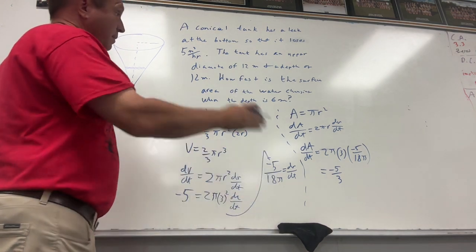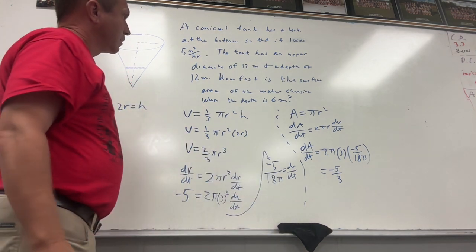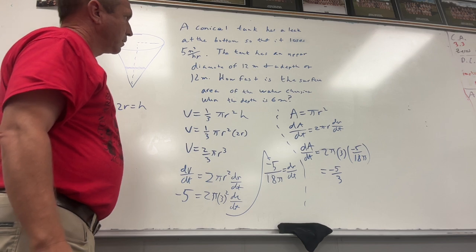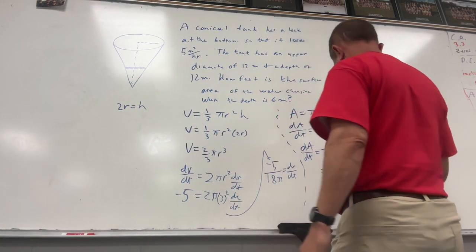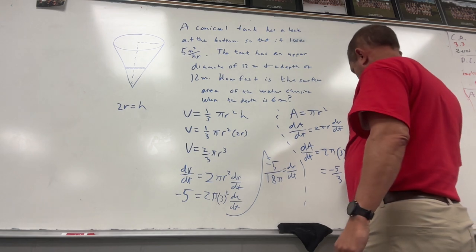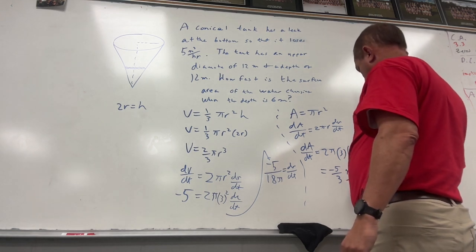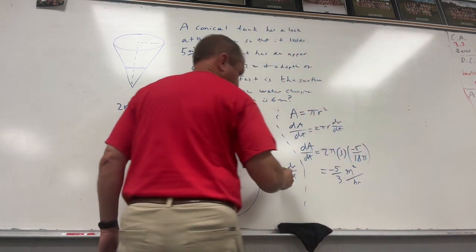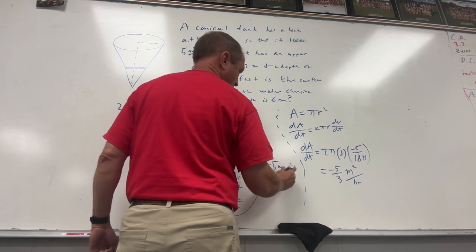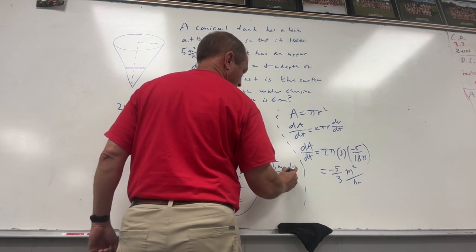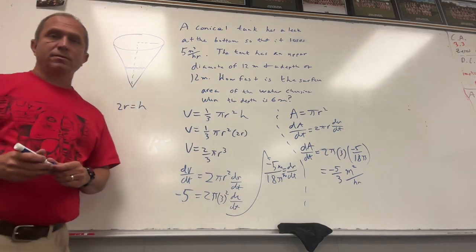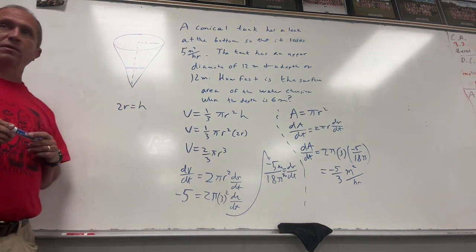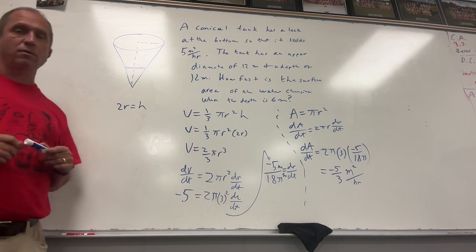And now it's talking about surface area, so it's going to be in terms of square meters per hour. This right here, -5/18, would have been just meters per hour. So that is the solution for that particular conical tank problem.